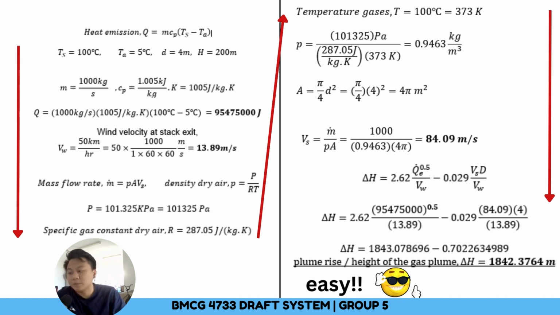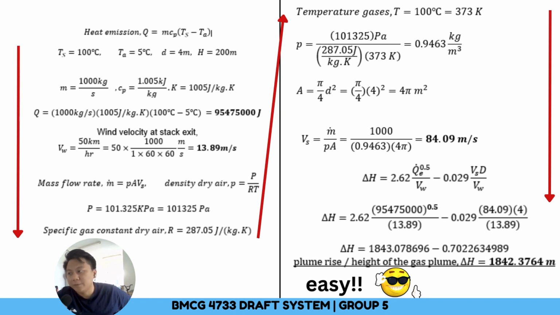And then we also have the mass flow rate of the gas at exit. Now, using the equations for the mass flow rate and density of dry air, which is rho equals pressure over RT, and here we are going to use the temperature of the gases because we are going to find the velocity of the gases at exit, which is Vs. And then using the mass flow rate provided, the density that you have calculated, and the area, which is pi over 4 diameter squared.